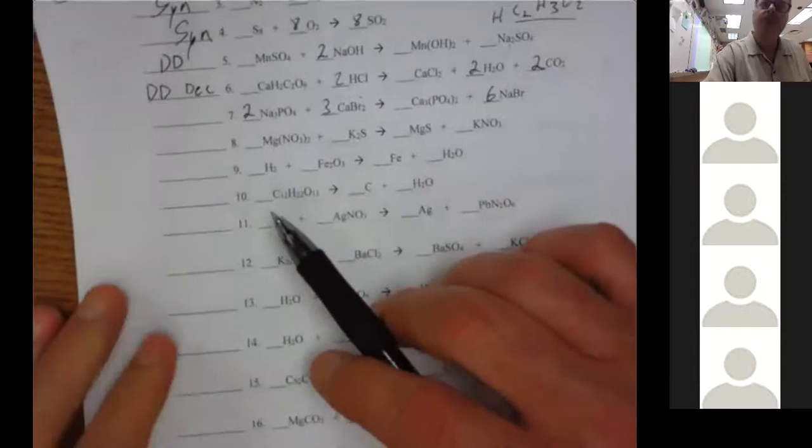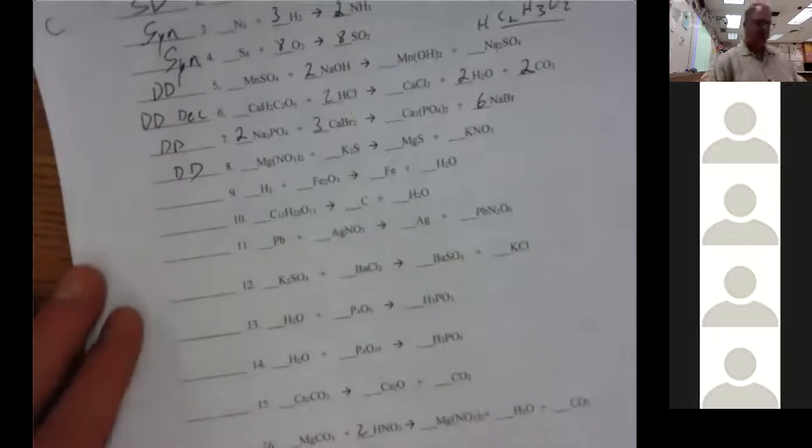What type of reaction would this one be? Number 7. Double displacement. Double displacement. This should be getting easier now, right? Number 8. Wouldn't that also be double displacement? Yep, very good. How about number 9?